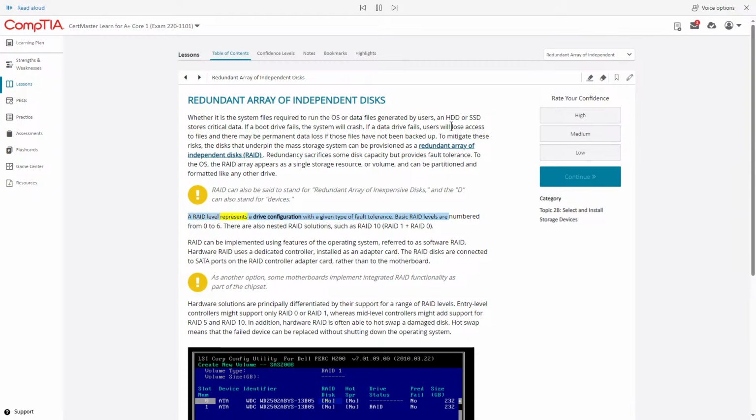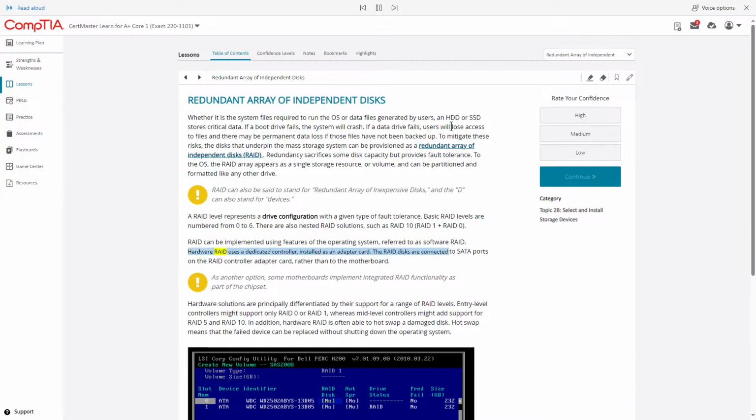A RAID level represents a drive configuration with a given type of fault tolerance. Basic RAID levels are numbered from 0 to 6. There are also nested RAID solutions, such as RAID 10, RAID 1 plus RAID 0. RAID can be implemented using features of the operating system, referred to as software RAID.